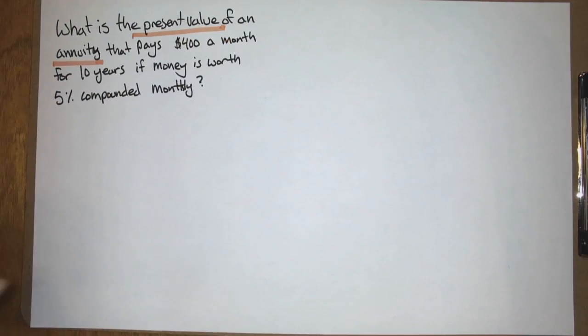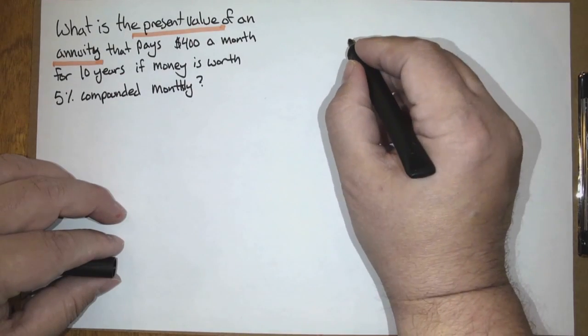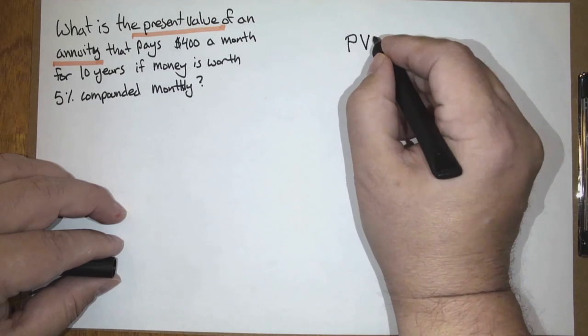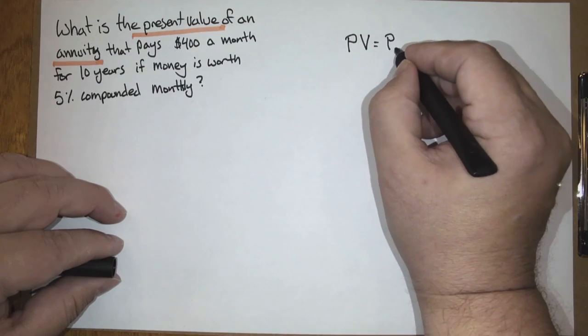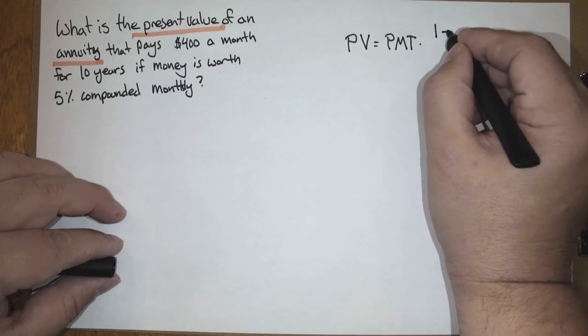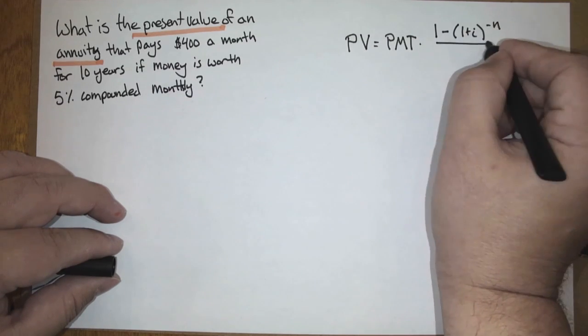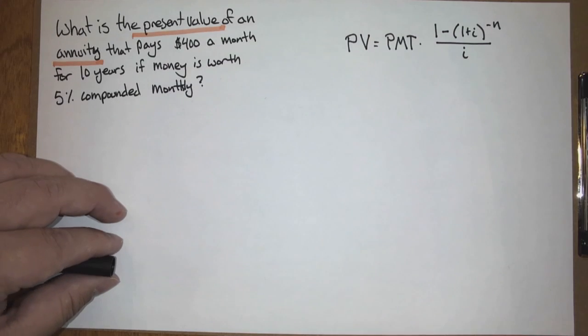Because it says it. Sometimes word problems are pretty direct. And if they tell you something, believe them. All right, so we say, okay, we've got a present value, there's an annuity, and so let's write down our formula. So present value, it's our payment times 1 subtract 1 plus I to the minus n over I.